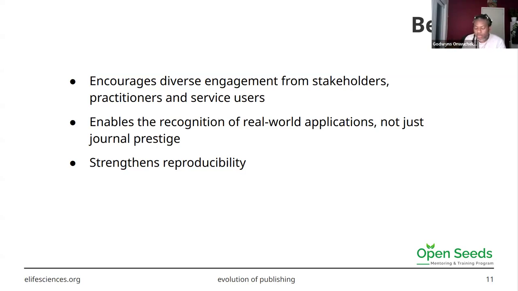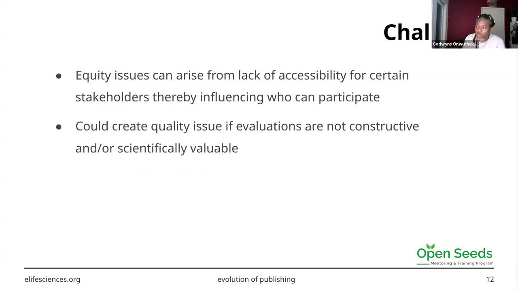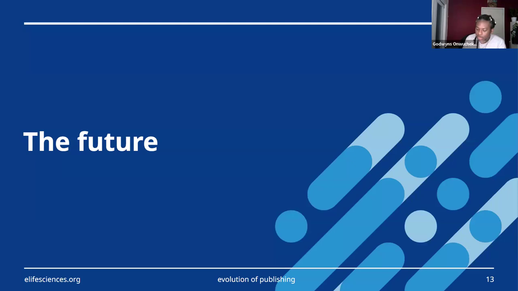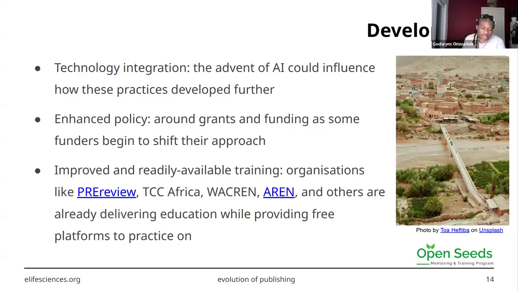Open research evaluation helps us to overcome those impediments. So the challenges: equity issues can arise from lack of accessibility. Now, this is about who has access and how do we enable access? What makes it easy for those who could not to be able to access it? It also creates quality issues. That is also a thing that over time is going to improve, but it is there and has to be recognized. So the future looks like this.